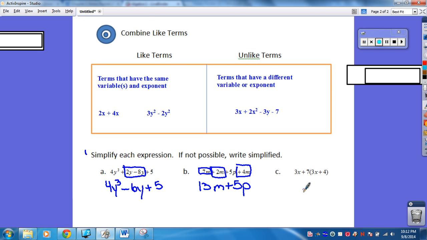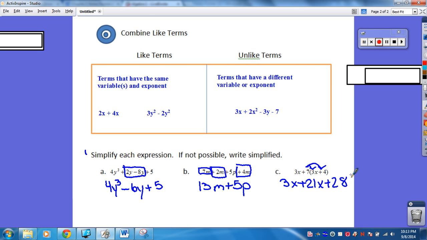Alright. Last problem. Now this puts together the two things that we've been talking about. I have this 7 here multiplied by the quantity 3x plus 4, which means that I need to use the distributive property. So I'm going to multiply 7 times 3x and 7 times 4. To start with, I'm just going to copy this 3x from the beginning. So 3x plus 7 times 3x is 21x, and 7 times 4 is 28.